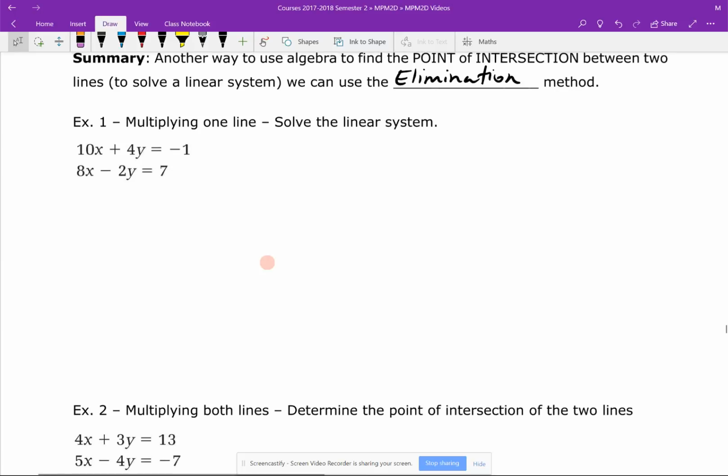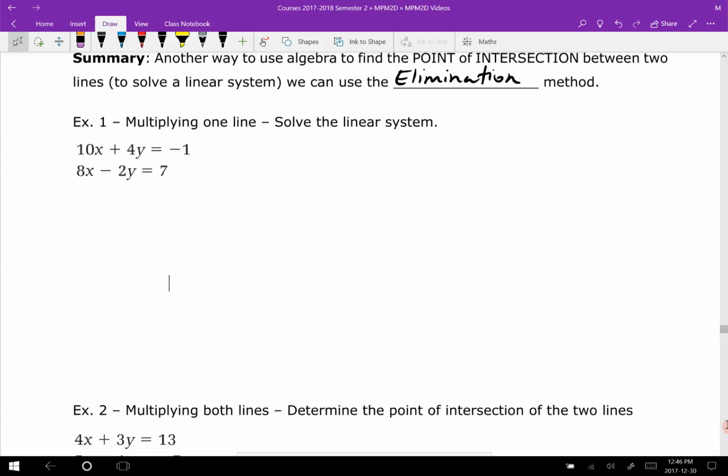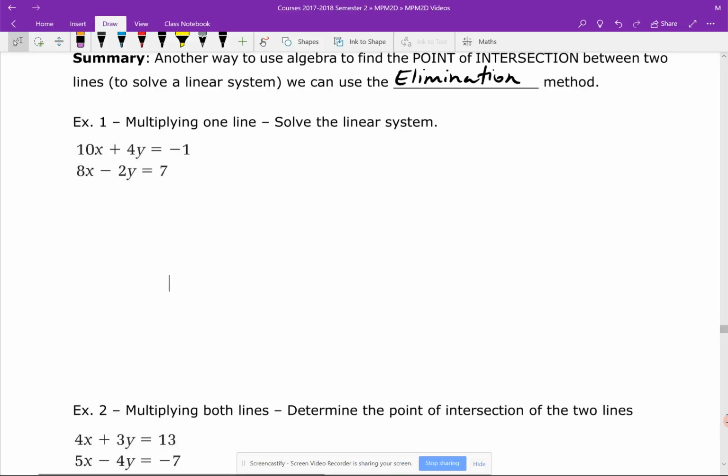So this is Unit 1, Lesson 8, solving a linear system by using the elimination method. I'm going to show you the specific steps you should follow to solve this linear system using elimination.